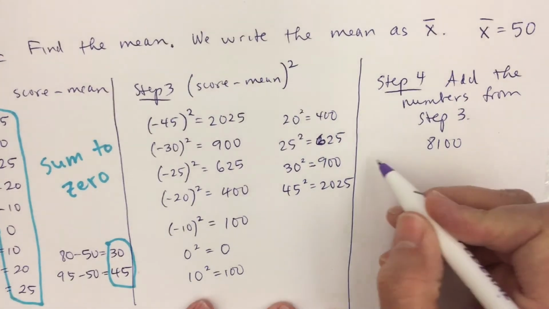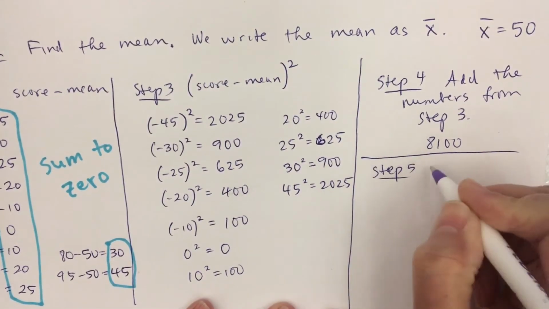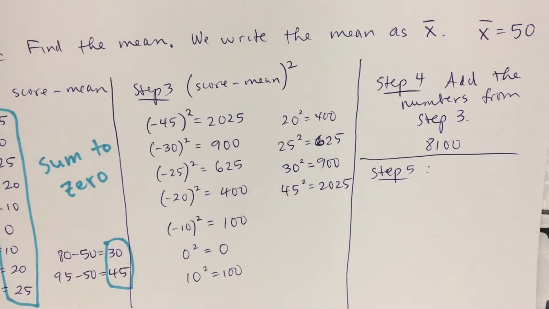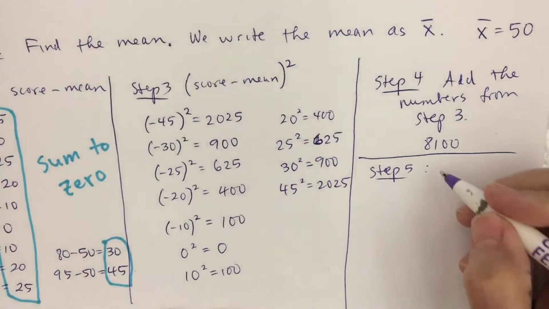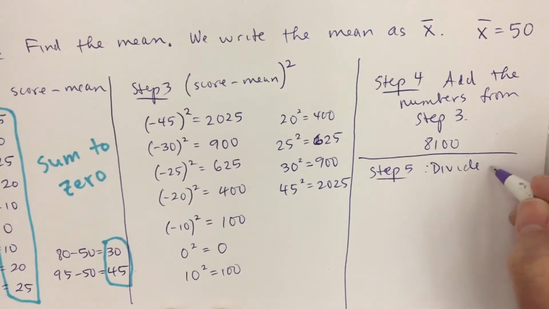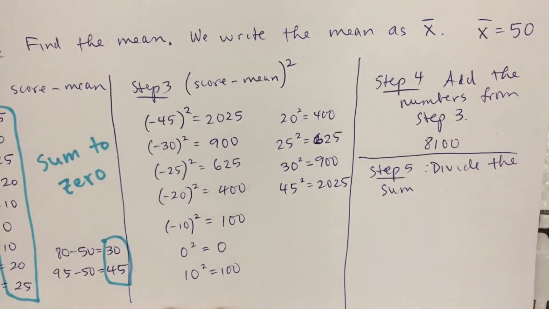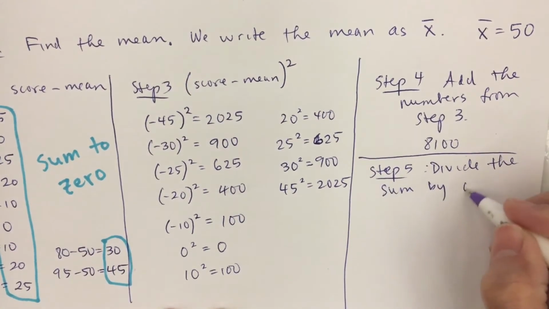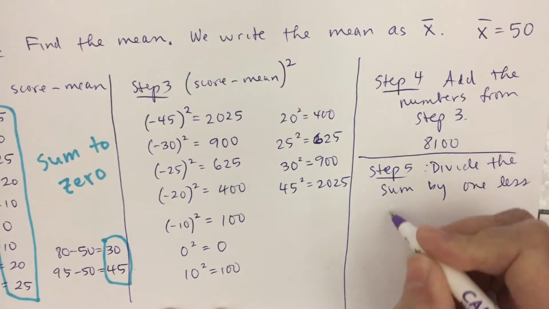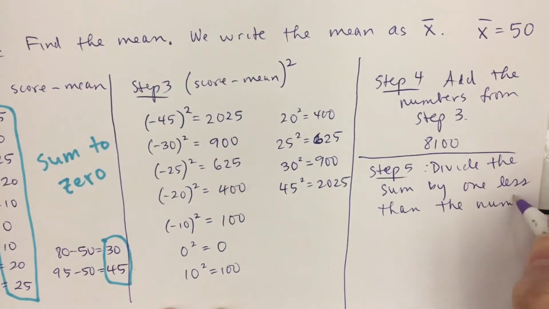Step 5 is the one that students sometimes, after we've done the calculation, will raise their hand and say, I understood everything you did, I got it, but why? Why are you dividing by one less than the number of numbers? Let me write it out. Divide the sum from step 4 by one less than the number of scores.